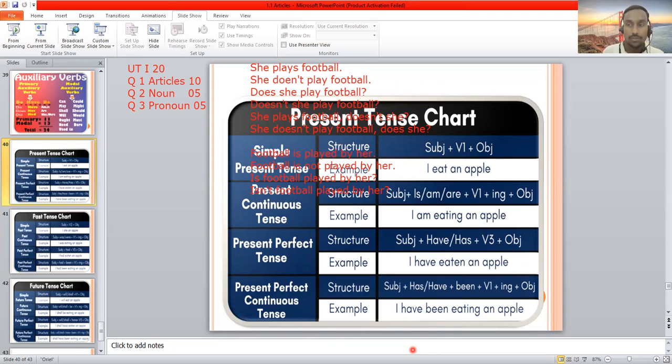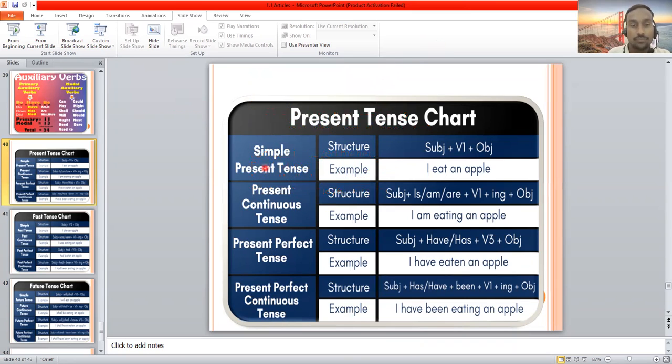Okay, fine. Thank you. So with this, we will go to the next tense. Okay, so I will clear this. And the next tense after simple present is present continuous. Here we will talk about present continuous.